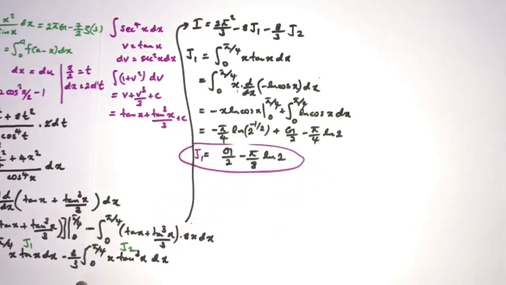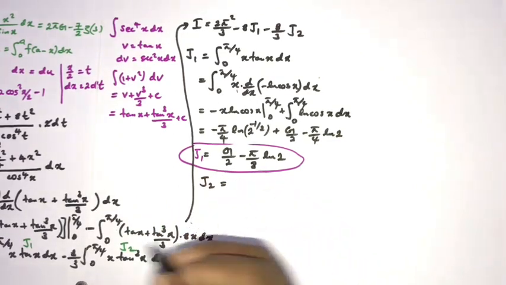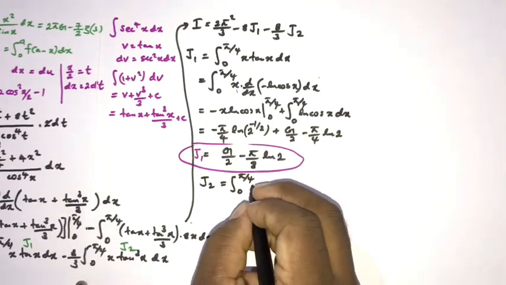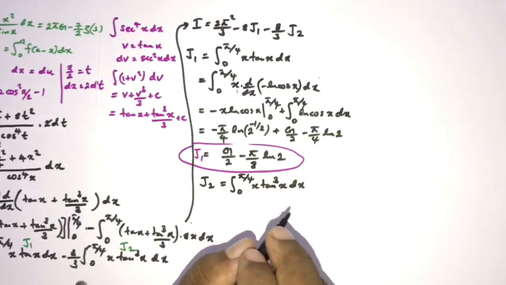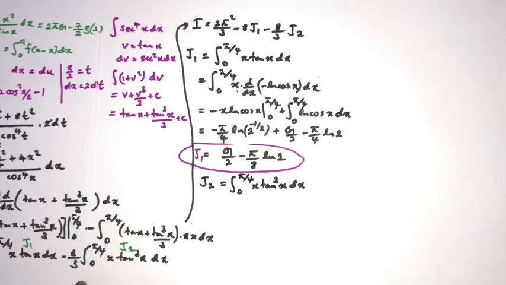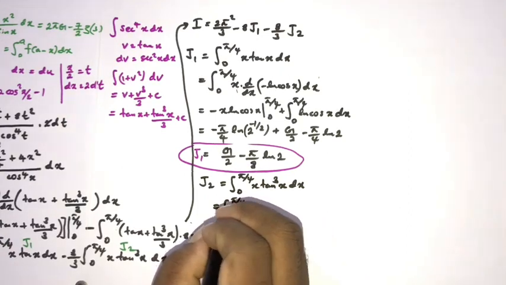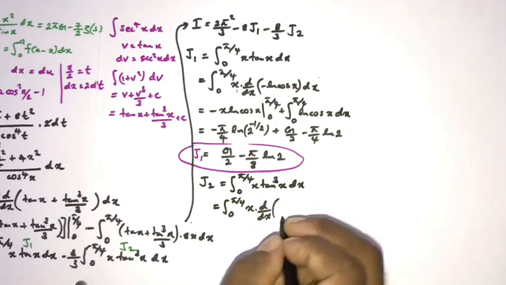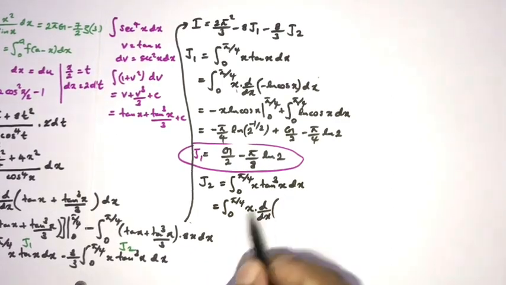Now we are going to evaluate J2. J2 is equal to the integral from 0 to pi over 4 of x times tan cubed of x dx. For this integral also we can use integration by parts. So we can write the integral from 0 to pi over 4. As the first function I'm going to take x, then d by dx, and here we need the integration of tan cube of x dx.